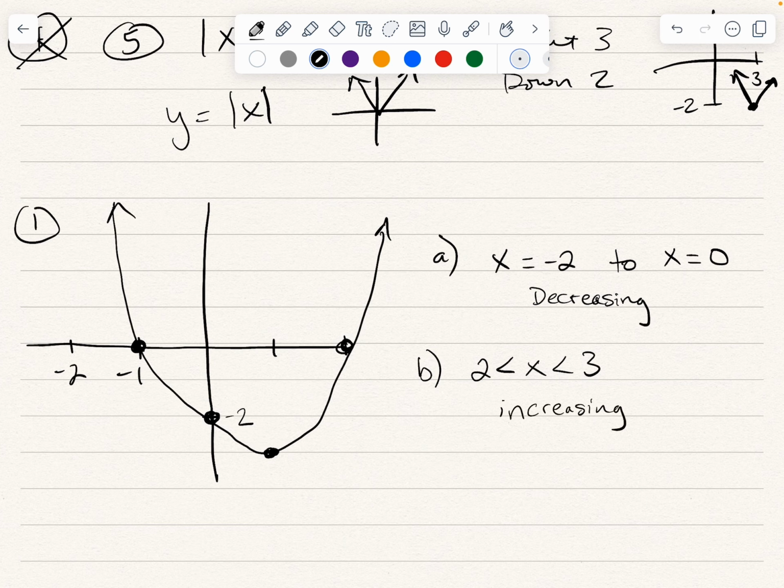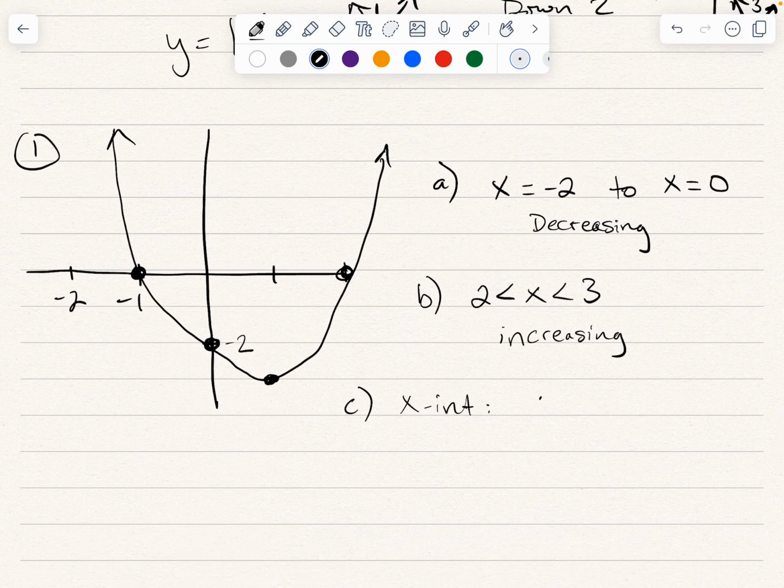Okay, part C asks for the x-intercepts. The x-intercepts are at x equals negative 1 and x equals positive 2. We could write that in our factored form as y equals (x plus 1)(x minus 2).